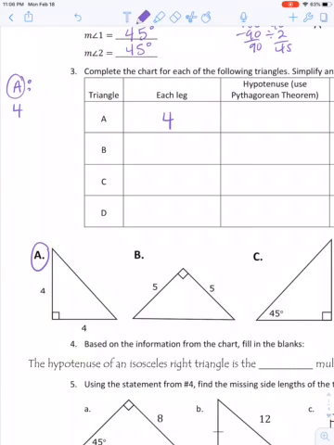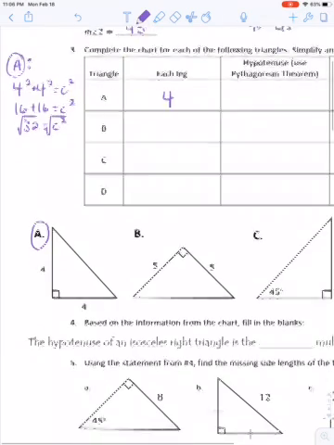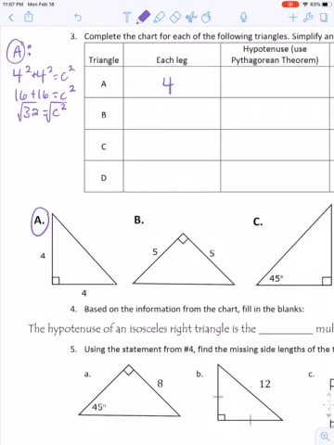Each of the legs is 4, so we do 4 squared plus 4 squared, and we're trying to calculate c squared. So that's going to be 16 plus 16 equals 32 equals c squared, and square root both sides. Okay? If I'm going too fast, guess what? That's what the pause button's for.